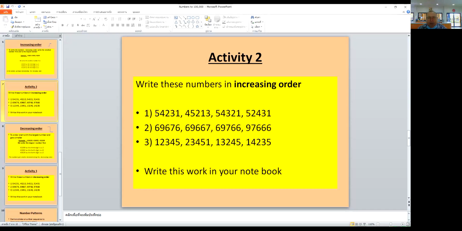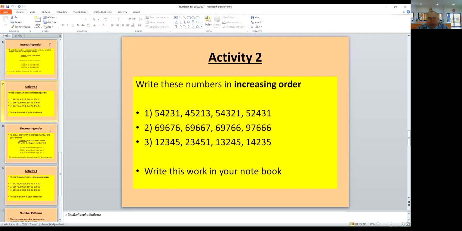So the first set of numbers was 54,231, 45,213, 54,321, 52,431. So you need to put those in the correct order from smallest to largest.